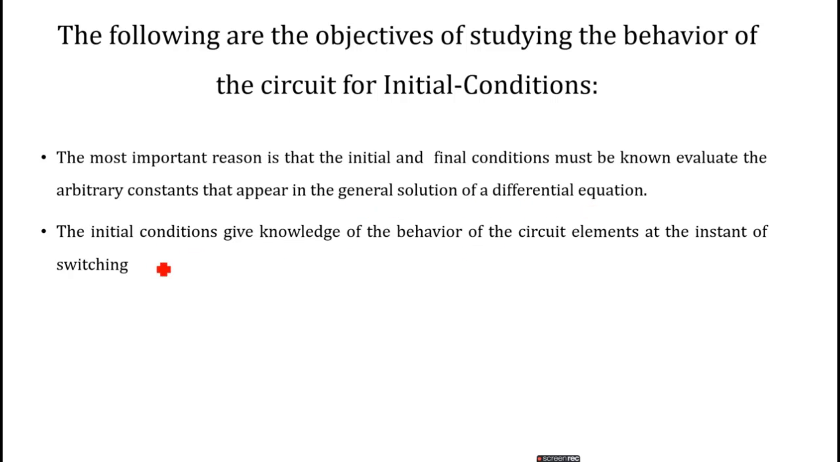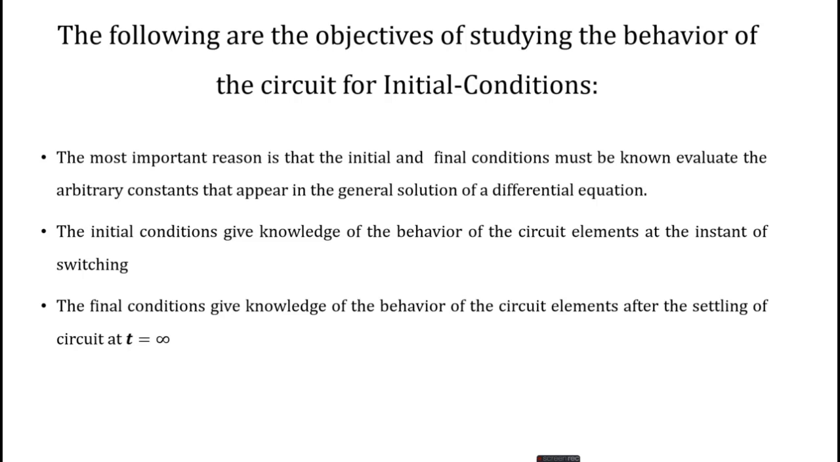The second objective, the initial conditions give knowledge of the behavior of the circuit elements at the instant of switching. The third objective, the final conditions give knowledge of the behavior of the circuit elements after settling of the circuit at t is equals to infinity. When the switch is maintained for a long interval of time, it is called the final conditions. Because of these three, we need to study the initial and final conditions. These three are the objectives of the study of initial conditions.